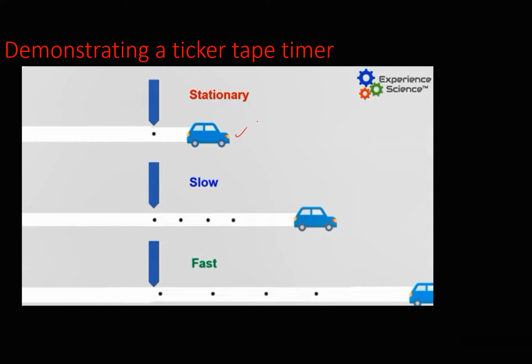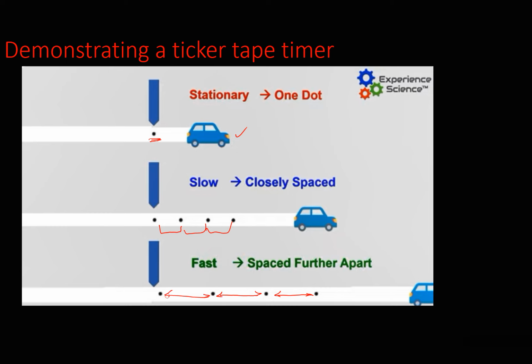For a stationary object, the dots are made at the same point. Then for a slower object, the distance between the dots is smaller, and assuming the speed is constant, the distance between the dots is constant. Then for a faster object, the distance between the dots is bigger because the separation of the dots compared with the time will give us the speed.